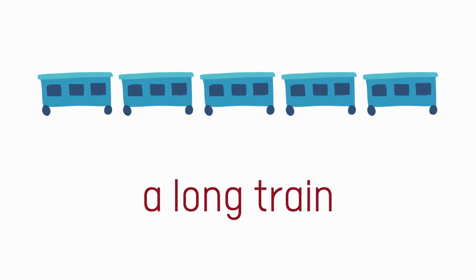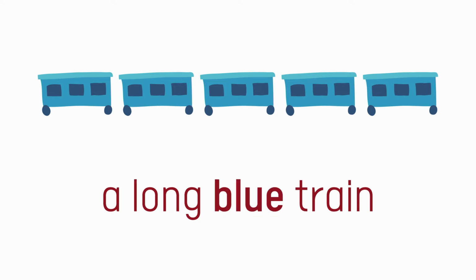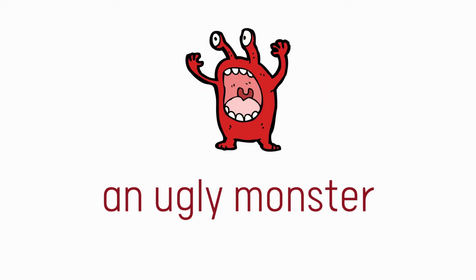Okay, look at the picture. It's a long train. What's the color of the train? Yes, it's blue. Okay, let's add that into the phrase. Put it after the adjective long. A long blue train. Okay, can you try adding the color into this phrase?